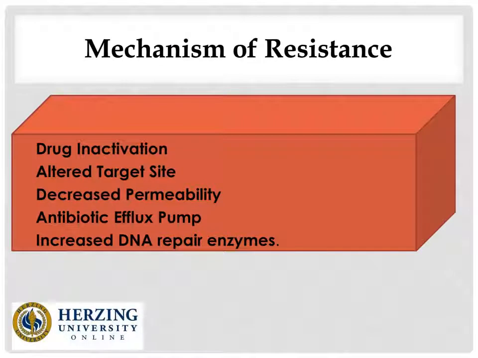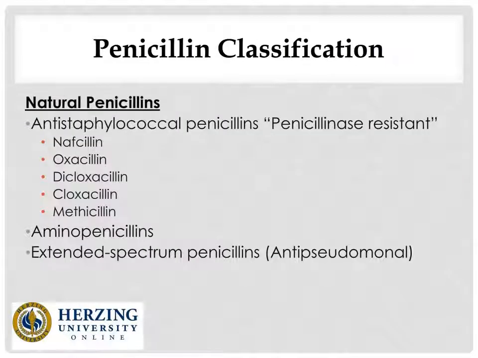The mechanism of resistance that happens to the penicillins is typically beta-lactamase production by Staphylococcus bacteria, inactivation of the drug, reduced permeability, and the expression of the P-glycoprotein that may pump the antibiotic out of the cell, and also increased DNA repair enzymes, which typically happens with the fluoroquinolones.